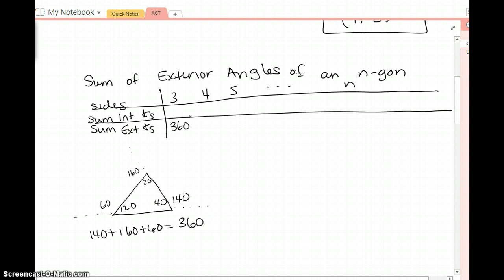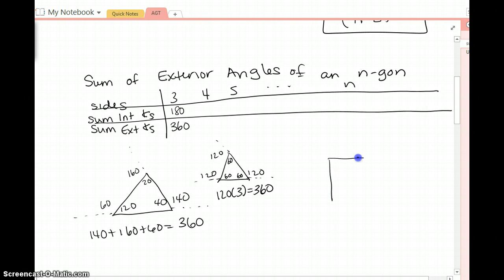Okay. And that was 180 for the sum of the interior angles. Let's try another triangle. Let's just look at an equilateral triangle. 60, 60, 60. This is 120. This is 120. This is 120. So 120 times 3 is 360. All right, so it looks like no matter which size angles we have, the sum of the exterior angles is going to be 360.